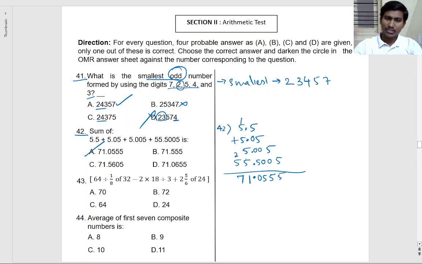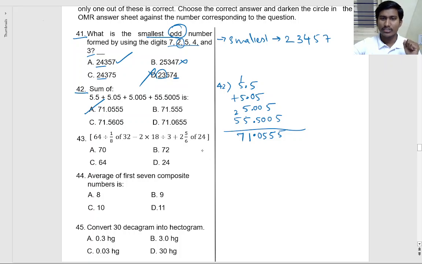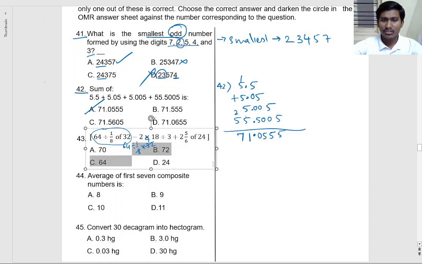Now let us see the next question, that is question 43. If you see question 43, it is a very easy question, you just have to do it. Here first we will do this one and find the answer, because if we keep on writing everything it will take lots of time. So here 64 divided by 1 by 8 of how much, that is 32. So 1 by 8 of 32 is how much, 8 4s are 32.